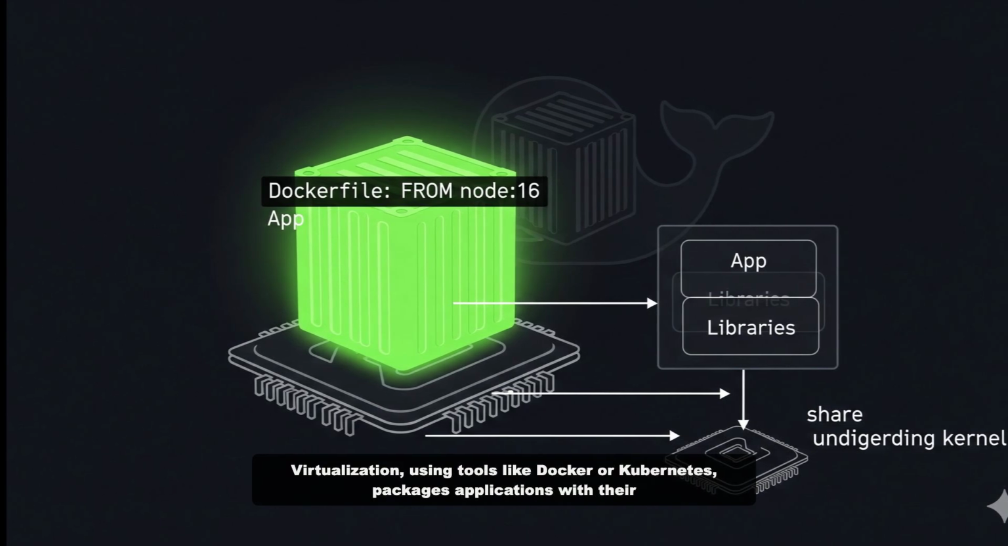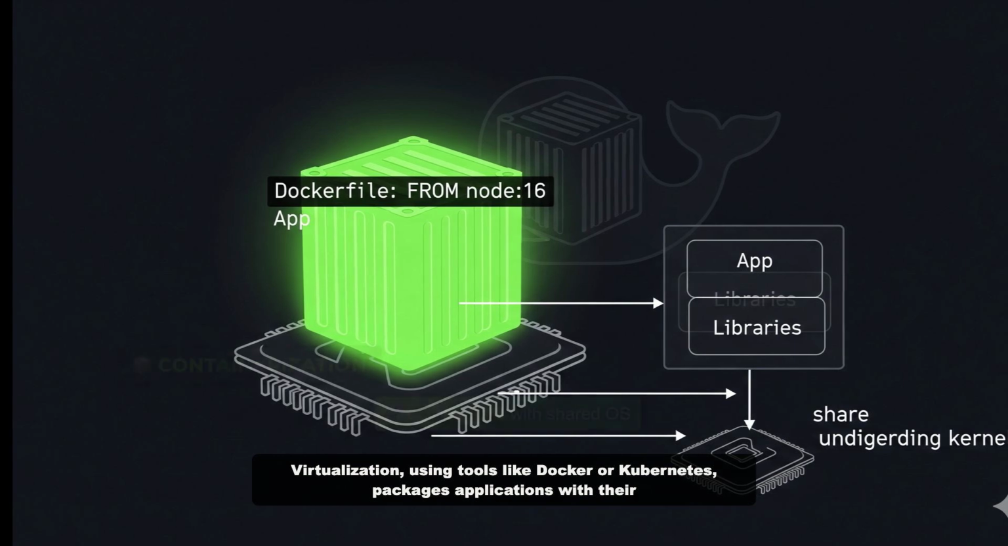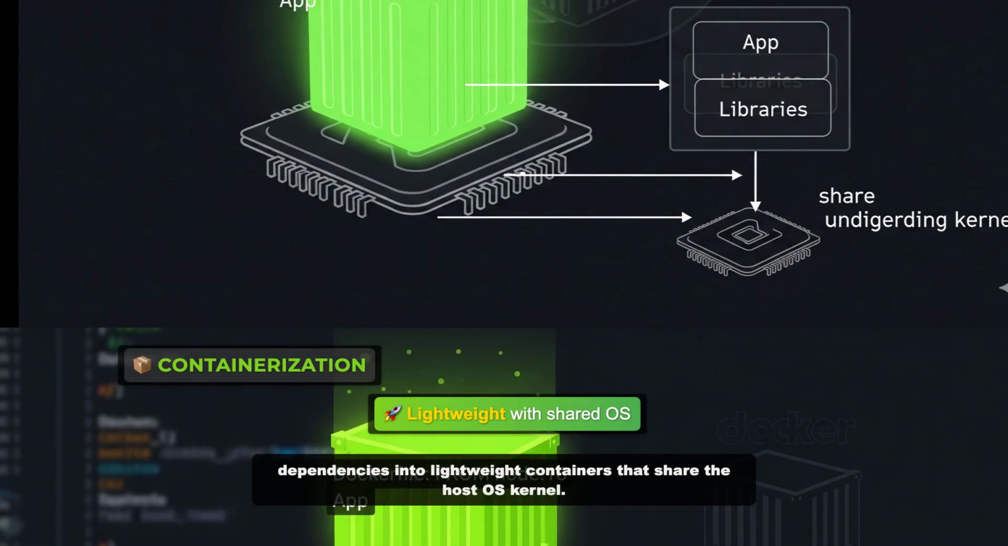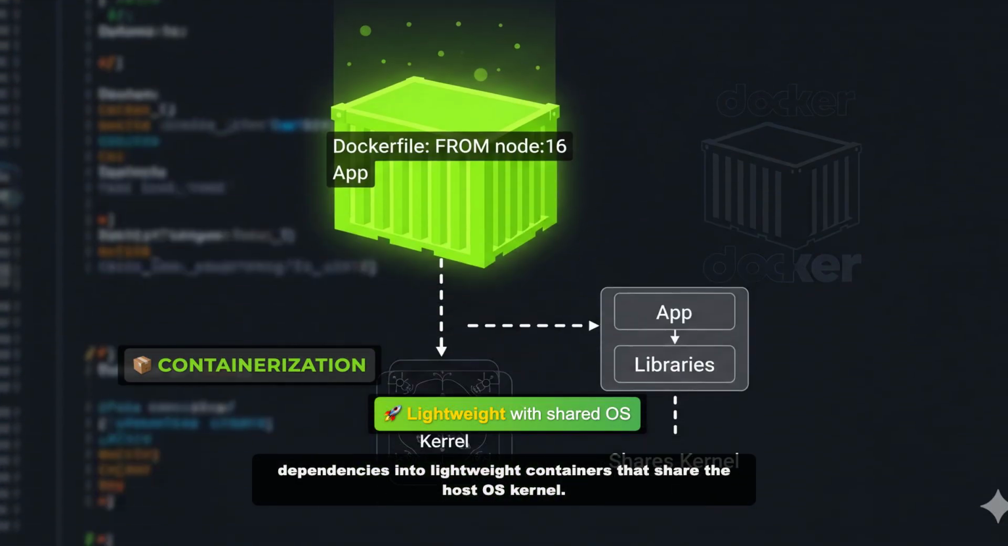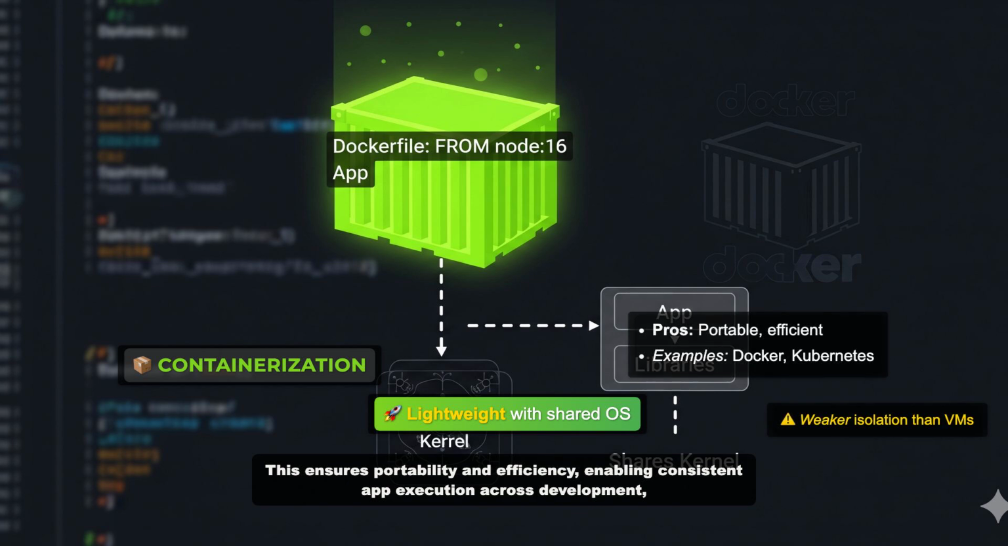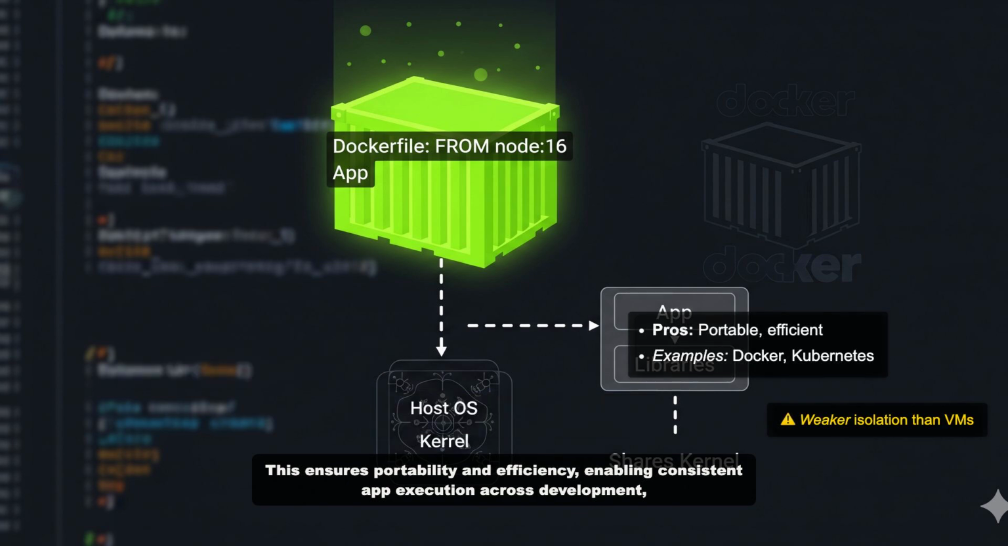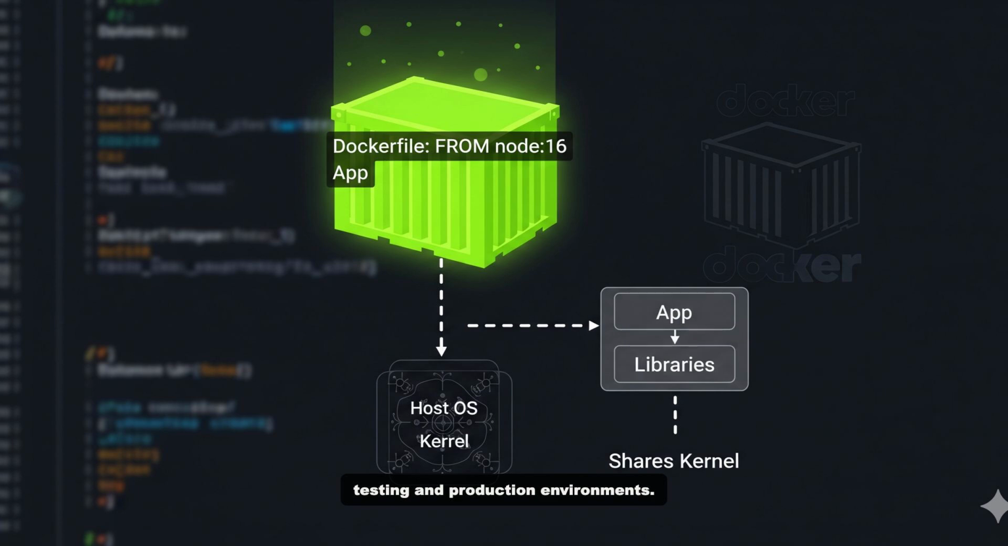Containerization, using tools like Docker or Kubernetes, packages applications with their dependencies into lightweight containers that share the host OS kernel. This ensures portability and efficiency, enabling consistent app execution across development, testing, and production environments.